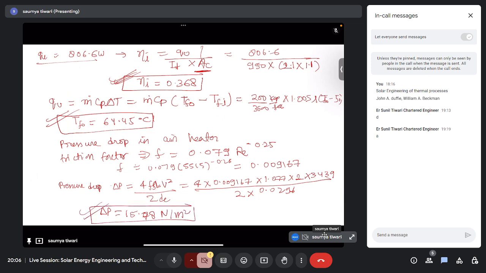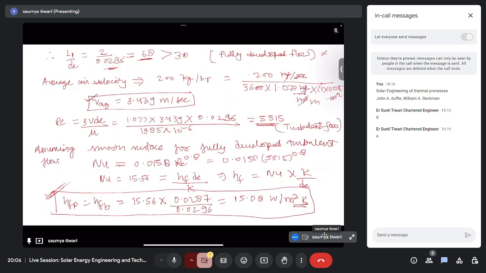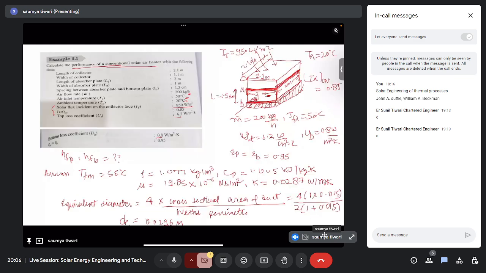So I have solved this question, and this is the whole solution. Very lengthy problem, but it incorporates all the important performance parameters of a solar air heater. The question was to calculate the performance of a conventional solar air heater. What we have seen is how to approach this type of question, what the important parameters are that you have to look for, what the important formulas are that you have to remember, and what the important assumptions are that you have to mention.